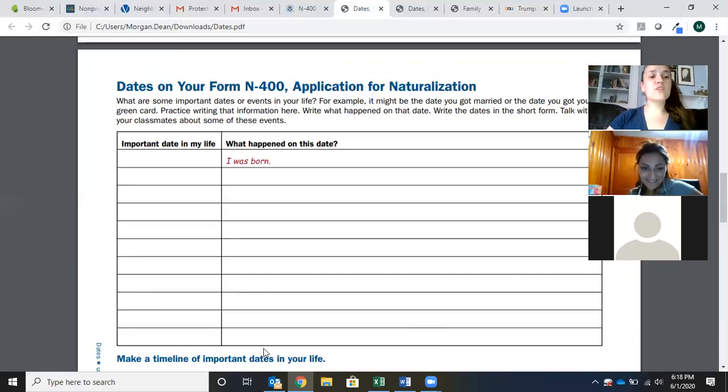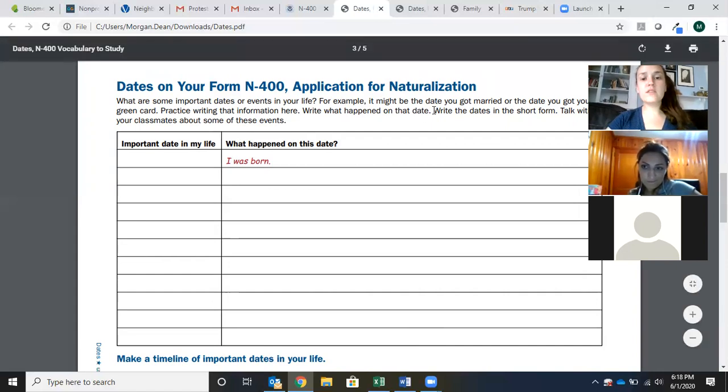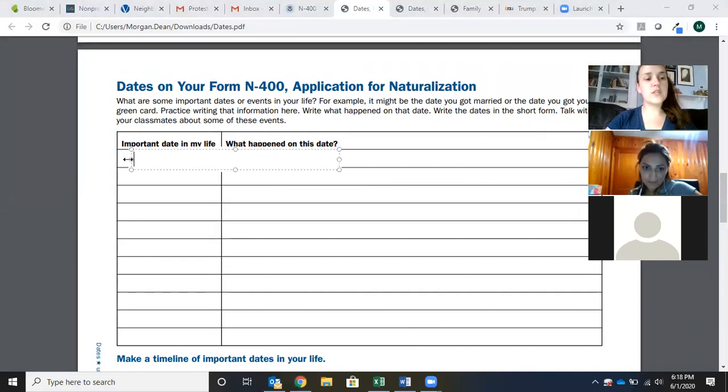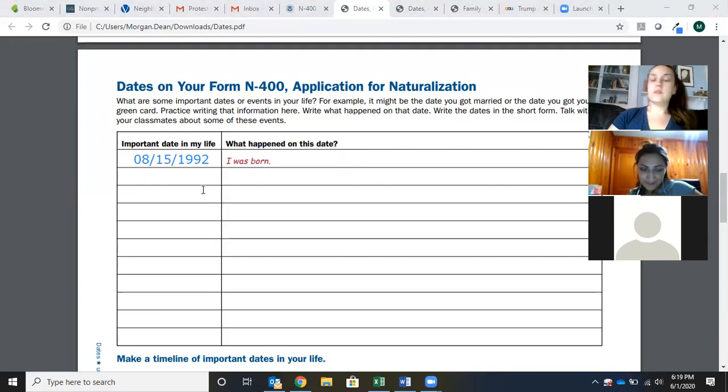Okay. So we're just going to practice writing that here. You guys are going to do this for homework. And then I want you guys to make sure that you're writing the dates in short form, okay? So let's practice. Asma, let's say that we're writing your form right now. In short form, what is your birthday? 08, good, slash 15, good, slash 19, okay, 92. Perfect. 1992. We got it, right? Okay. All right. Does that kind of make sense to everyone?